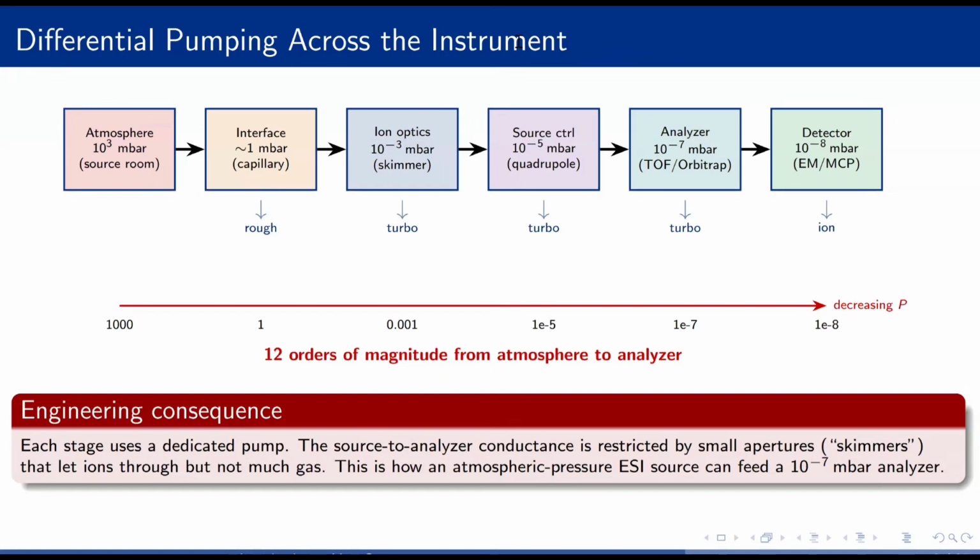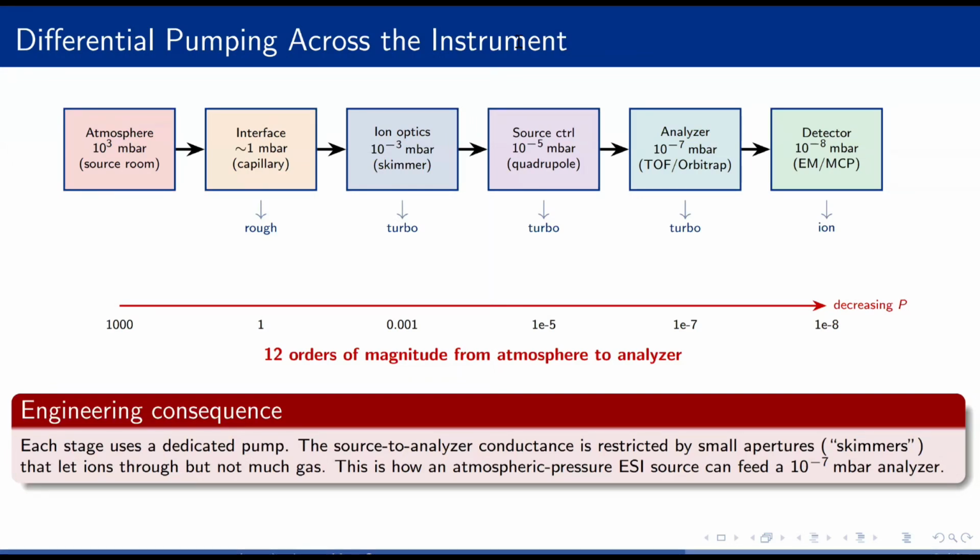Reading left to right, the first stage, called the interface, drops from atmospheric pressure to about 1 millibar. That's a rough pump at the outlet of a heated capillary. Next stage drops to 10 to the minus 3 millibar. A small turbo pump handles this. The ion optics region is at 10 to the minus 5. By the time we reach the analyzer, we're at 10 to the minus 7. The detector is 10 to the minus 8.